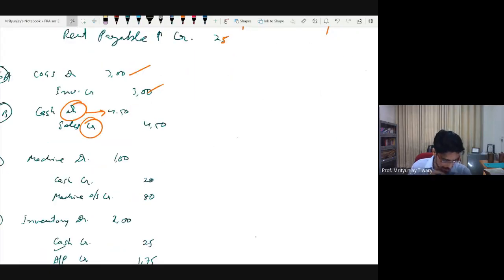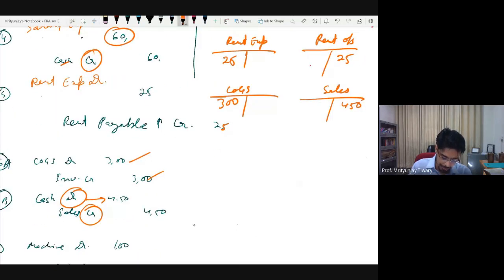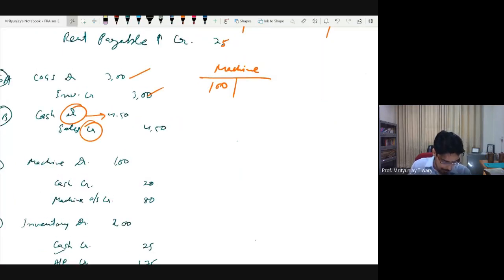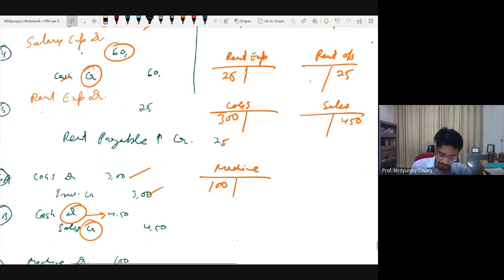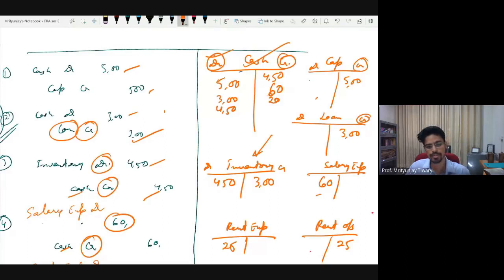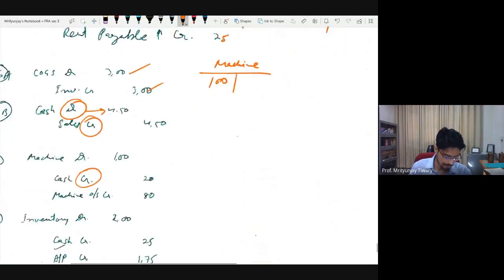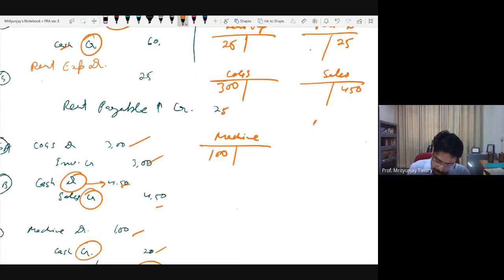Okay. Next one is machine debit 1 crore rupees. I don't have any machine T account so far. I'll prepare it now. On the debit side, 1 crore rupees. Cash credit 20 lakhs and machine outstanding credit 80. So cash I already have. Let's go to the credit side and put 20. Here is cash, here is the credit side. Let's put 20. Let's move ahead. Machine outstanding is 80. I don't have any machine outstanding T account so far, so I'll prepare it now. Machine outstanding, this time on the credit side, 80. So done.